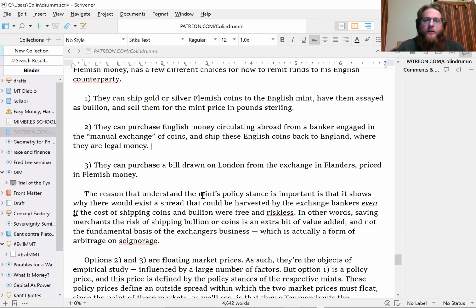So if I wanted to pay my counterparty in England, I could buy some of these coins just on the open market, where they would circulate at a market price. And that happens. You can do that. The other option is to purchase a bill of exchange.